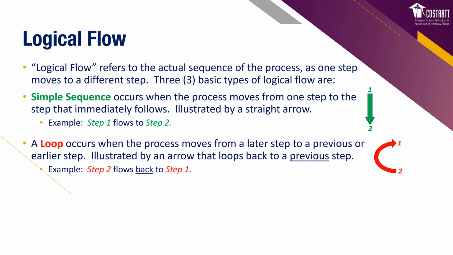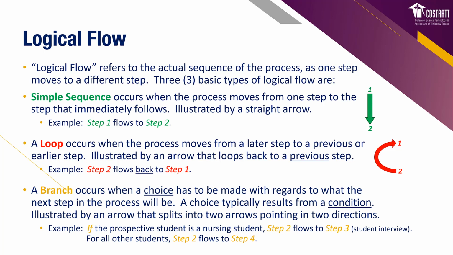And the third logical flow pattern is called a branch. Now, a branch occurs when a choice has to be made with regards to what the next step in the process will be. A choice typically results from a condition, some sort of rule that has to be applied that says if. Okay, and it is typically illustrated by an arrow that splits into two arrows pointing in two directions or going to two different steps.